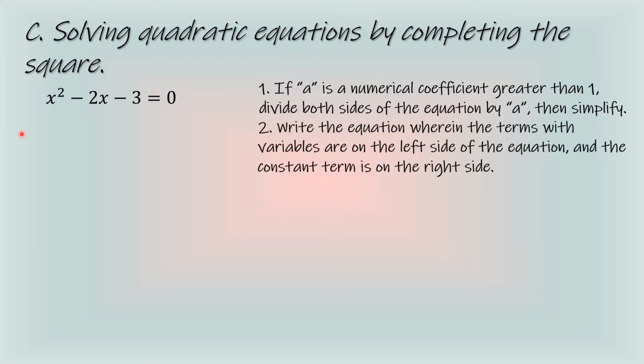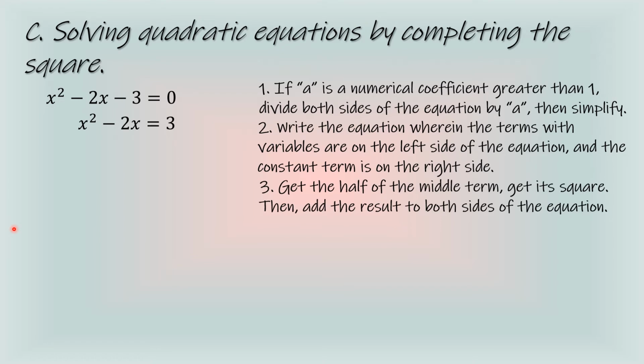Write the equation wherein the terms with variables are on the left side of the equation and the constant term is on the right side. So, for the second step, lahat daw ng may variable x ay dapat na nasa left side ng equal sign, and then yung constant, here is the negative 3, kailangan mailipat natin siya dun sa right side ng equation. So, this will now become x squared minus 2x is equal to positive 3. Because when we transpose negative 3 to the other side of the equation, the sign will change. So, negative 3 will now become positive 3.